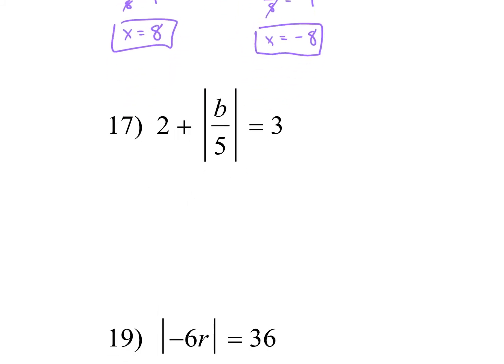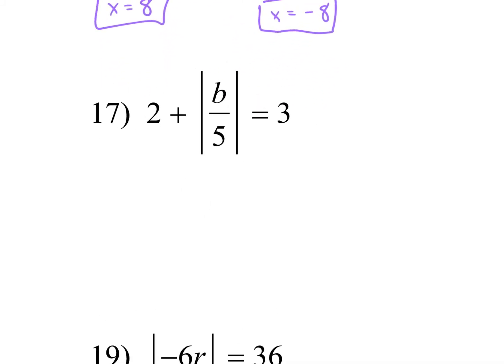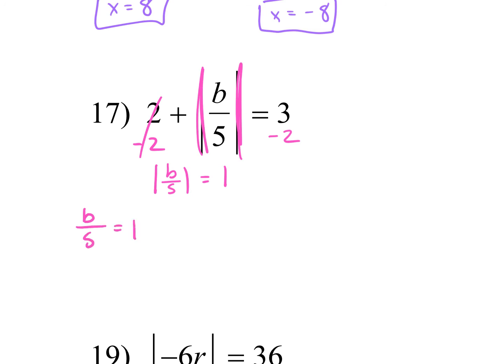All right, let's do 17. What should I do first? Subtract 2. I need to get my absolute value all by itself before I can split it. So I want to subtract 2. So I have the absolute value of b over 5 is equal to 3 minus 2, which is 1. What should I do next? Split it. B over 5 is equal to positive 1. B over 5 is equal to negative 1.